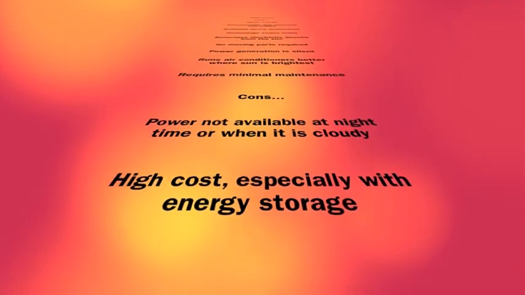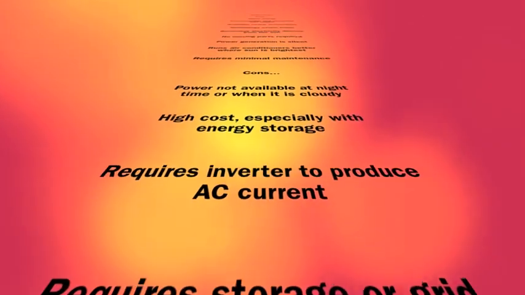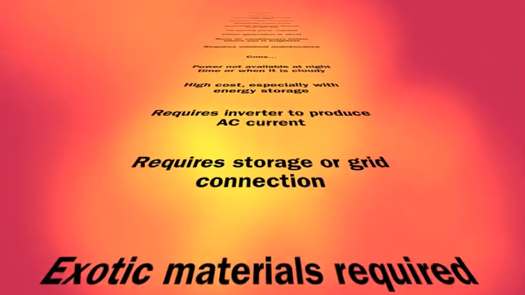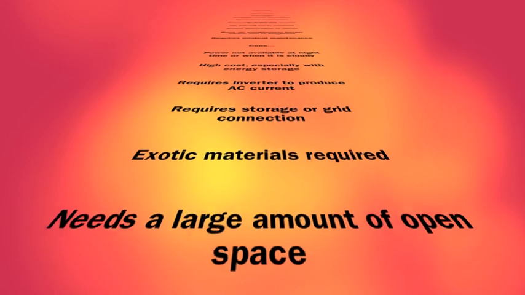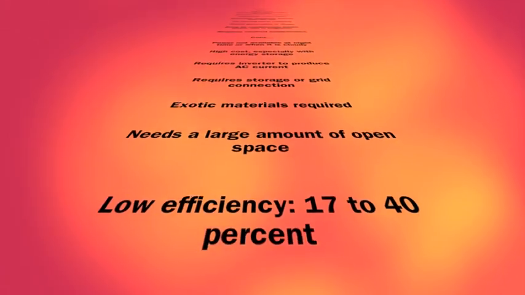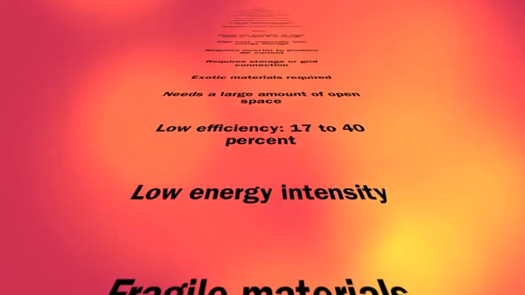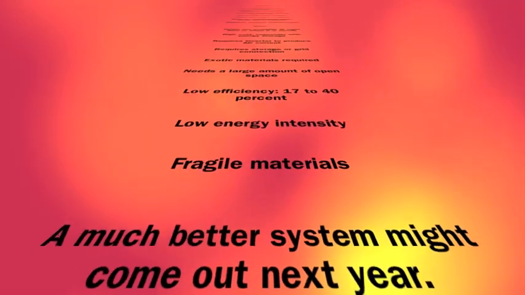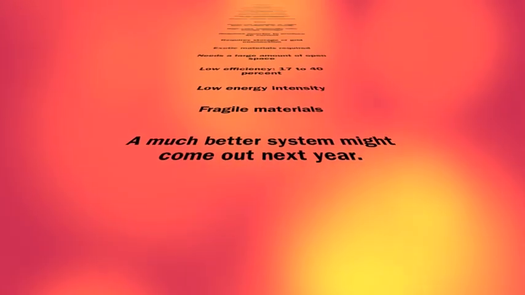Cons. Power not available at night. High cost, especially with energy storage. Requires inverter to produce AC current. Requires storage or grid connection. Exotic materials required. Needs a large amount of space. Low efficiency. Low energy intensity. Fragile materials. A much better system might come along next year.